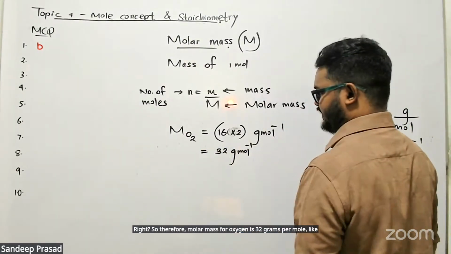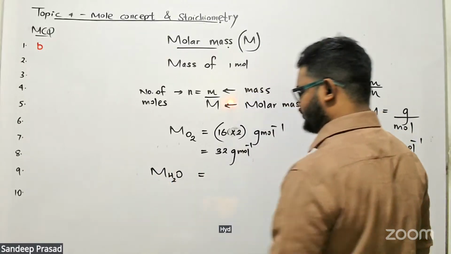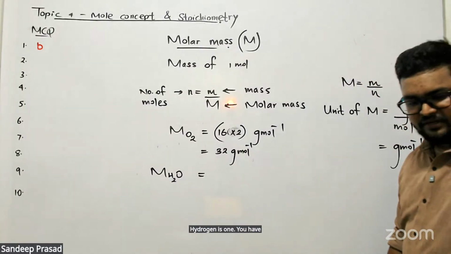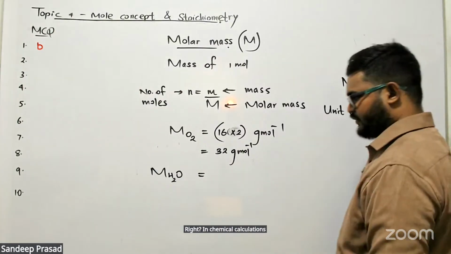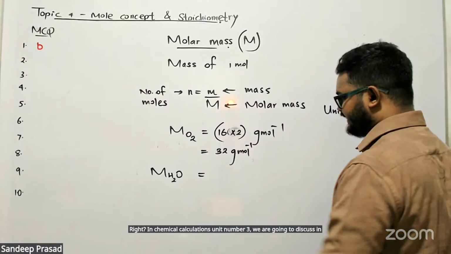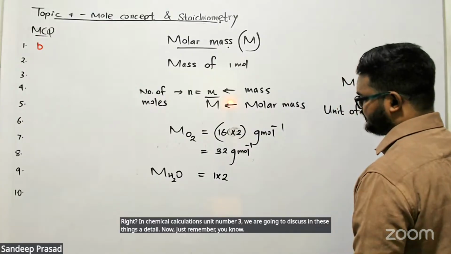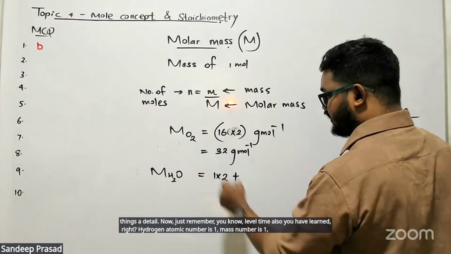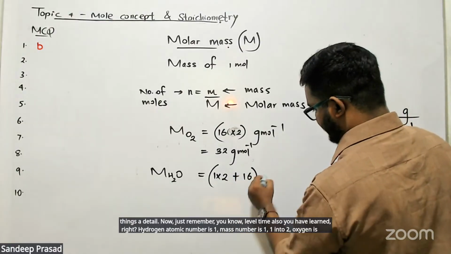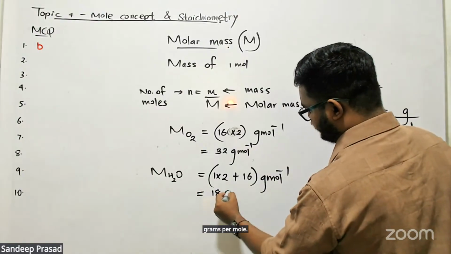Likewise, the molar mass of H2O: hydrogen is 1. You have to remember the atomic numbers, okay? In chemical calculations, unit number 3, we are going to discuss these things in detail. Now just remember, you learned this in O-level time also. Hydrogen mass number is 1, 1 into 2. Oxygen is 16 grams per mole. Then 18 grams per mole.